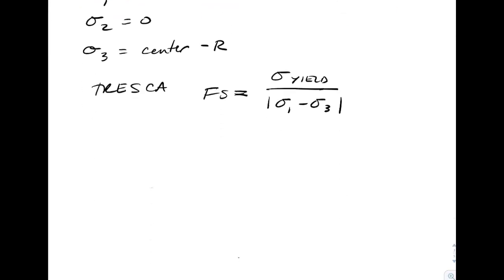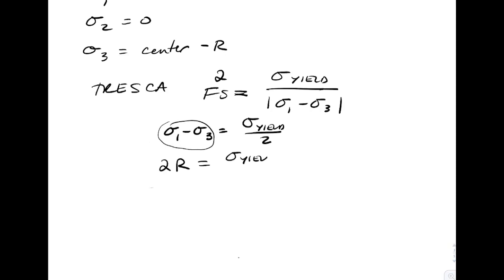So we'll work this equation a little bit. We know that we wanted to use a factor of safety of 2. So I'm going to shuffle this around. Sigma 1 minus sigma 3 is going to equal sigma yield divided by 2. We know that sigma 1 minus sigma 3 is equal to 2R. Go ahead and divide this 2 through. So that would be over 4.